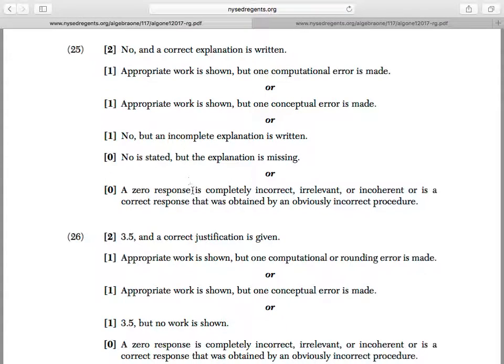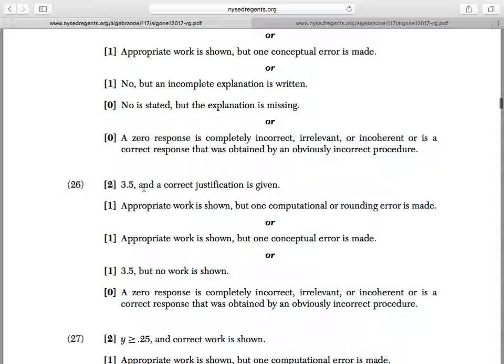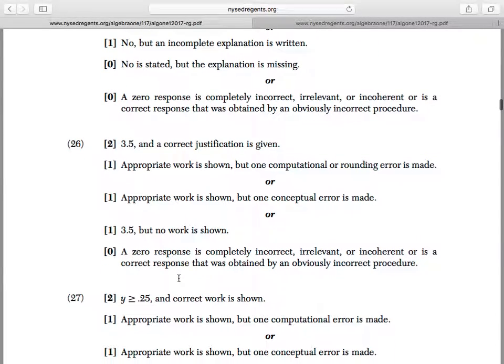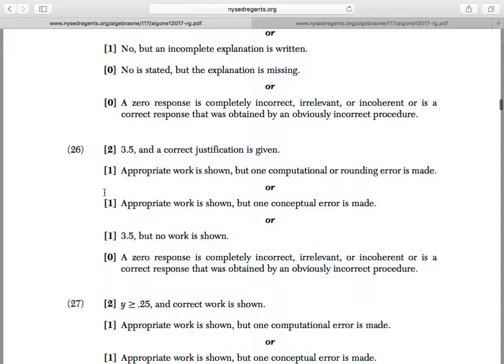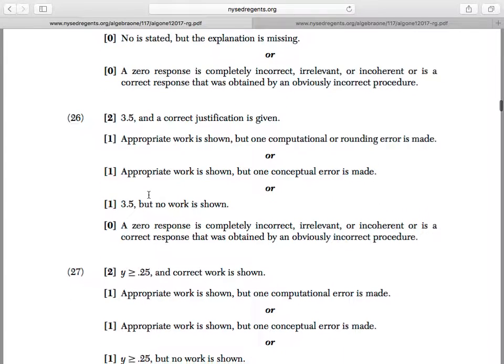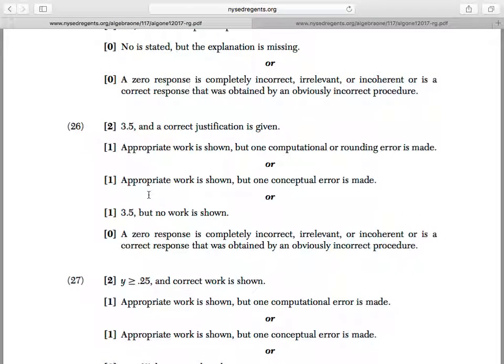Okay. Number 26. The answer is 3.5 and a correct justification. Wait, what? Number 26. It goes from 25 to 32. It's just all the way out of the bag because we messed it up. Oh, it's a little out of order? Yeah, that's because we messed it up. There you go. All right. 3.5 it is. Number 26 is 3.5. Apparently the papers were a little out of order.